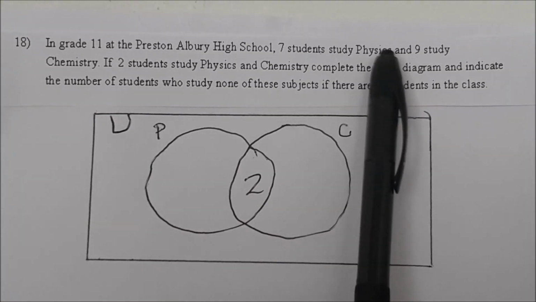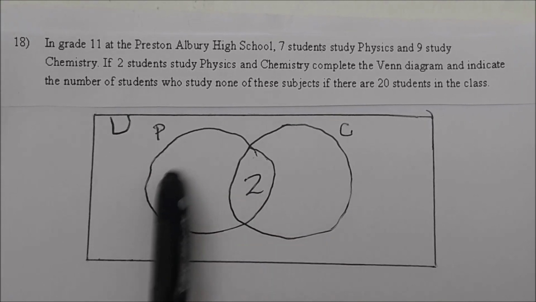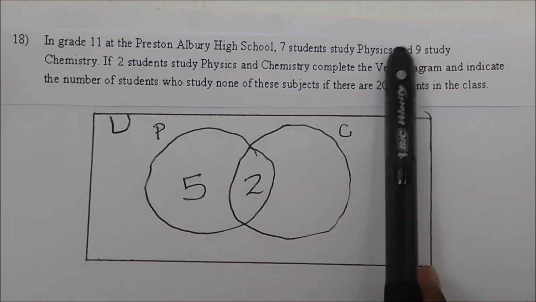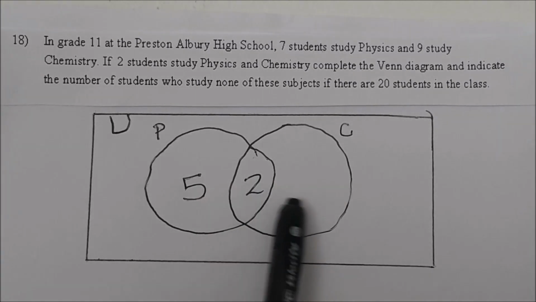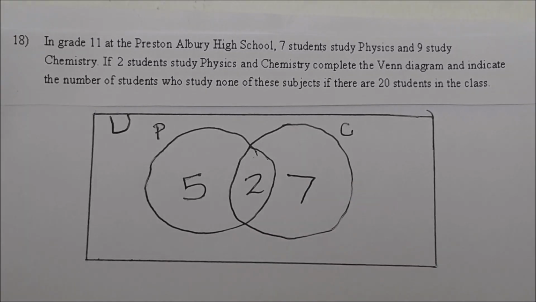7 students study physics. Since 2 of them study both, subtract 2 from 7, which is 5. And 9 study chemistry. Since 2 study both, subtract 2 from 9, which is 7. Okay, so the only number you place in the middle is that 2. You can't put the 7 in and you can't put the 9 in because you already have 2 in there. The complete circle for physics is 7, the complete circle for chemistry is 9. Now, what do you do next? You're not finished.